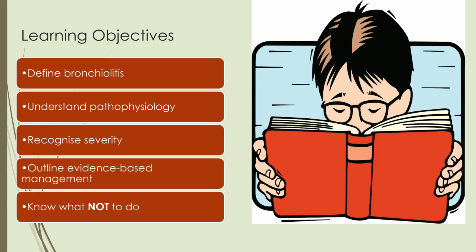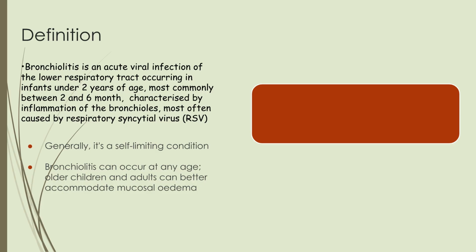Our learning objectives are to define bronchiolitis, understand its pathophysiology, recognize its severity, outline evidence-based management, and know what not to do. Bronchiolitis is an acute viral infection of the lower respiratory tract, most common in infants under 2 years of age, particularly between 2 and 6 months.